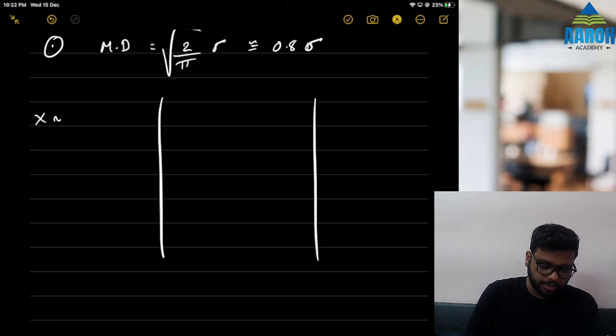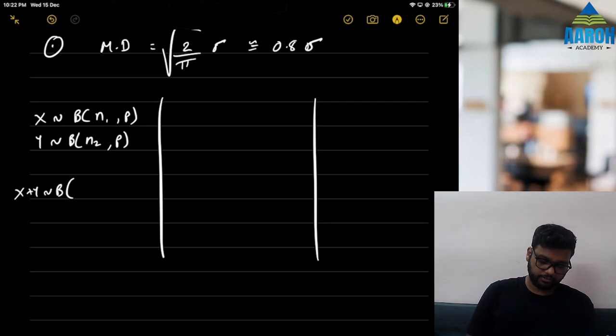For binomial distribution, if x follows binomial distribution with parameters n1 and p, and y follows binomial distribution with parameters n2 and p, then x plus y follows binomial distribution with parameters n1 plus n2, and p.